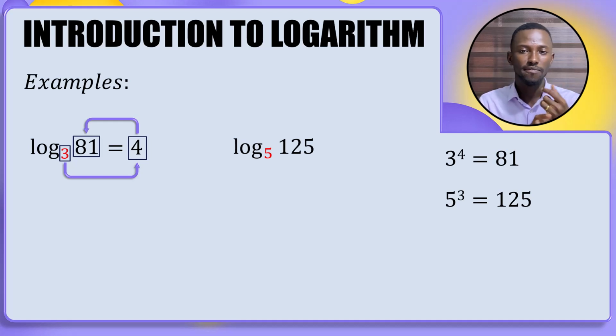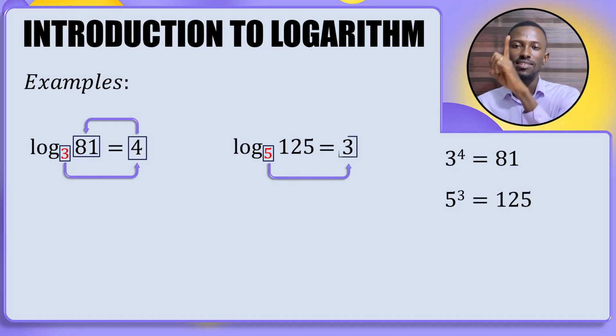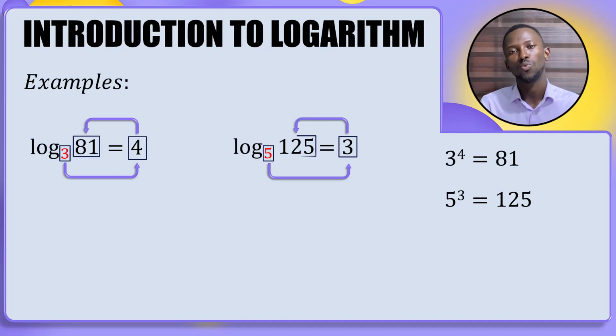Or 125 is the same as 5 times 5 times 5. That means 5 multiplied by itself 3 times to give you 125. So 5 to the power 3 is 125, which means log base 5 of 125 is equal to 3. To visualize, this basically means that this 5, which is the base of the log, exponent 3 is equal to 125. Basically, that's it. So you can see the big connection and relationship between logarithm and what?